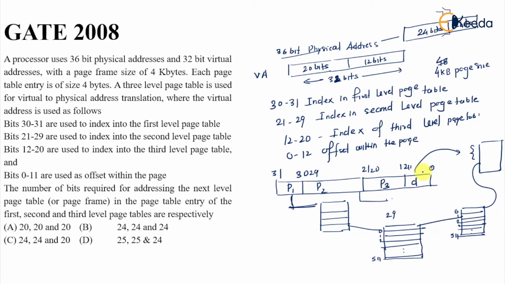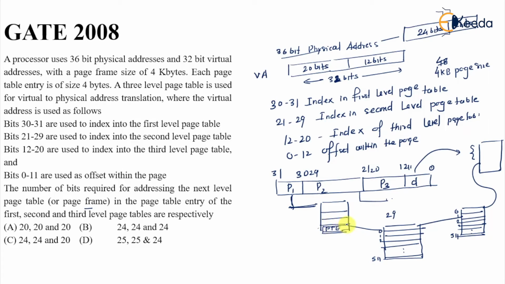This is the situation. The question asks: the number of bits required for addressing the next level page table or page frame in the page table entry of the first, second, and third level page table respectively. So how many bits does this entry in the page table require in this case?